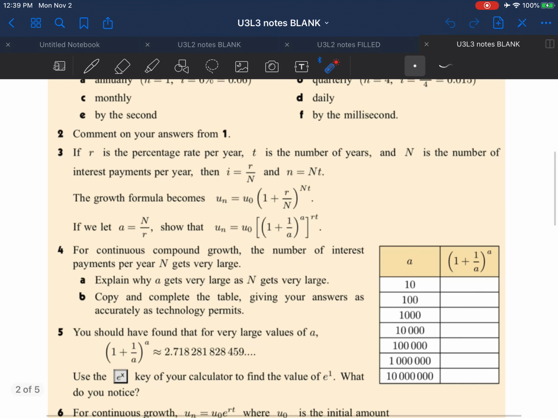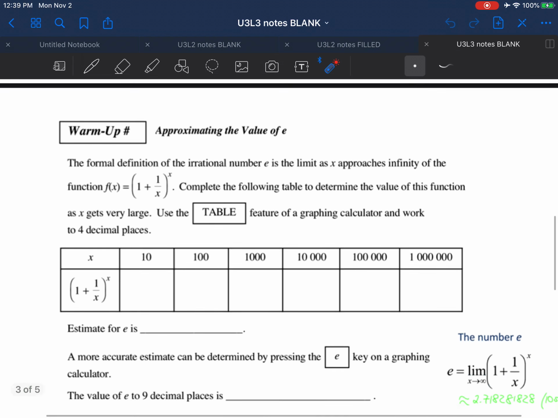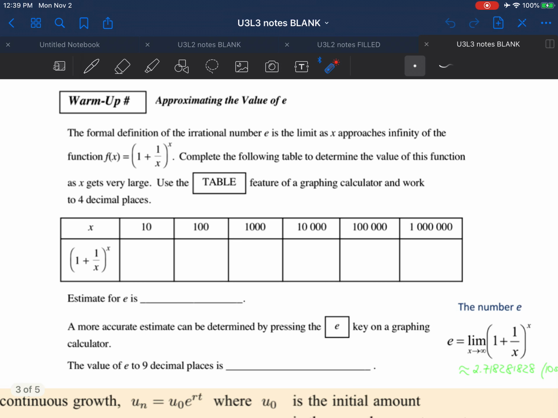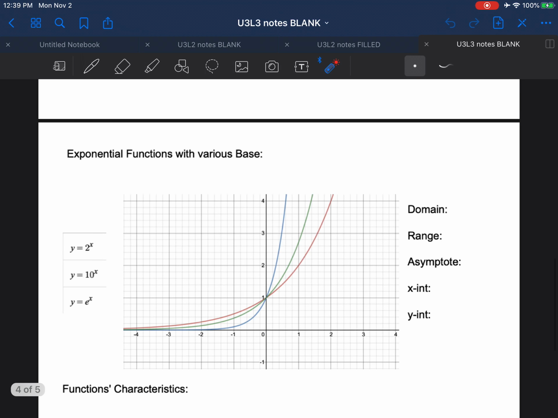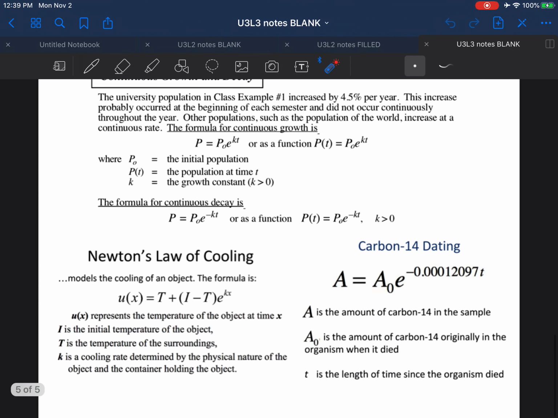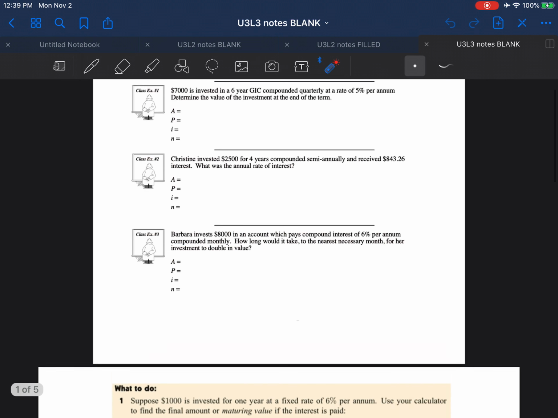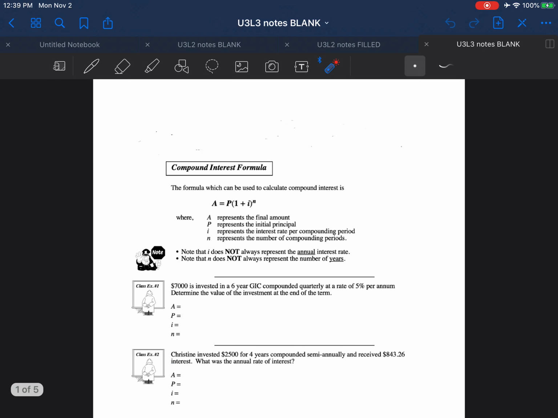Then we'll look at some examples, and we'll go into using that compound interest formula to come up with this idea of what the number E really represents. So we've got 5 pages to go through, and let's get started.